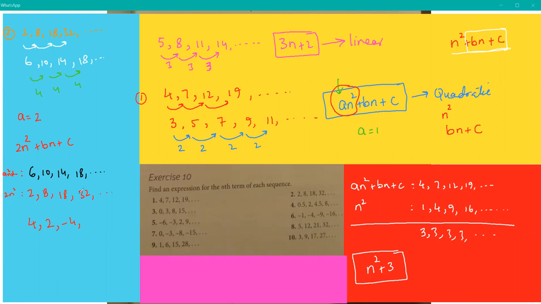There is something wrong with this. Let me check. This was 6, 10, 14. Where did I get this question from? It was the second question. 2 comma 8 comma 18 comma 32. Yes, there is a problem with this question. This is 2 comma 8 comma 18 comma 32. No, I have written this second step, so that is why I'm getting confused here.